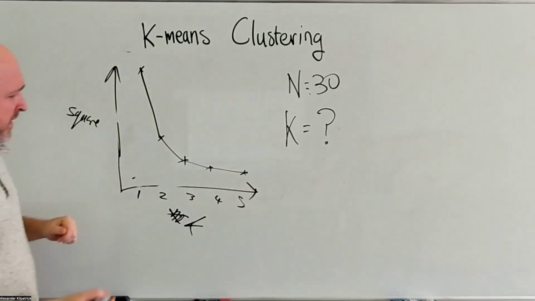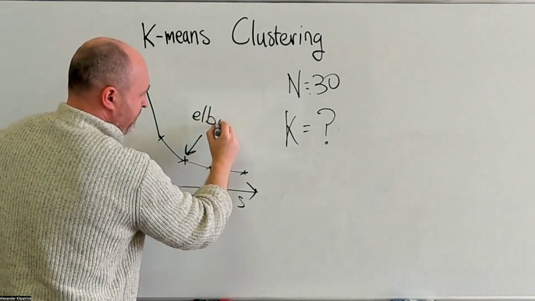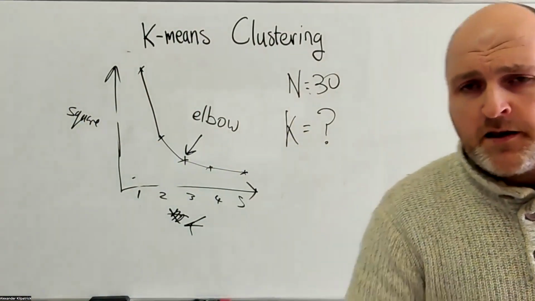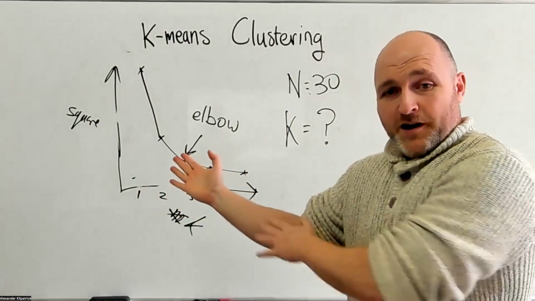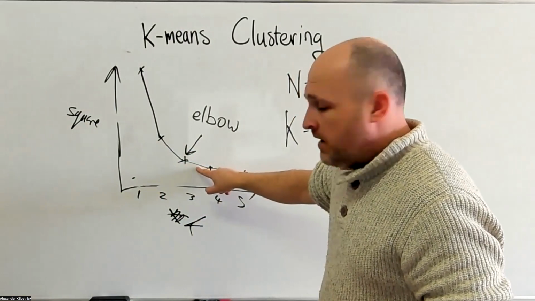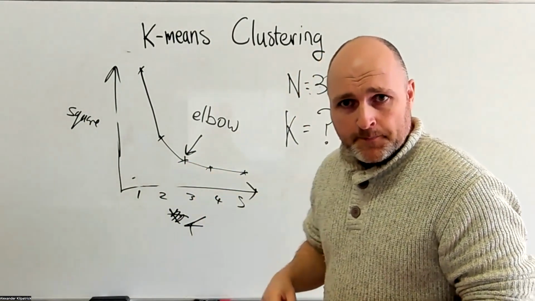Now, this here is what we call the elbow method for determining the number of clusters. The elbow method is essentially what you're doing is you're eyeballing to where the elbow joint is, or to where that plateau begins. And you're going back one and you're saying, okay, well then K equals 3.